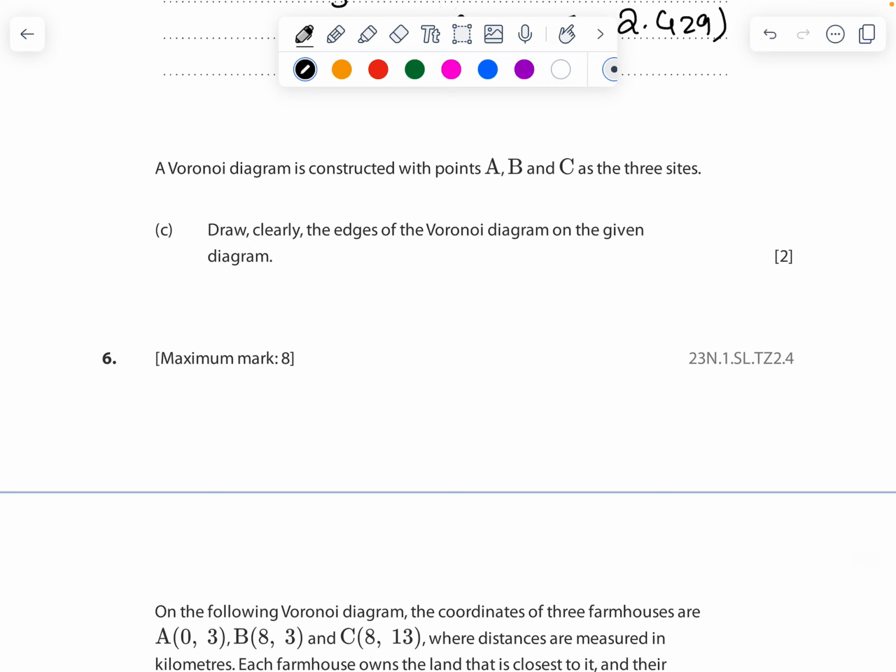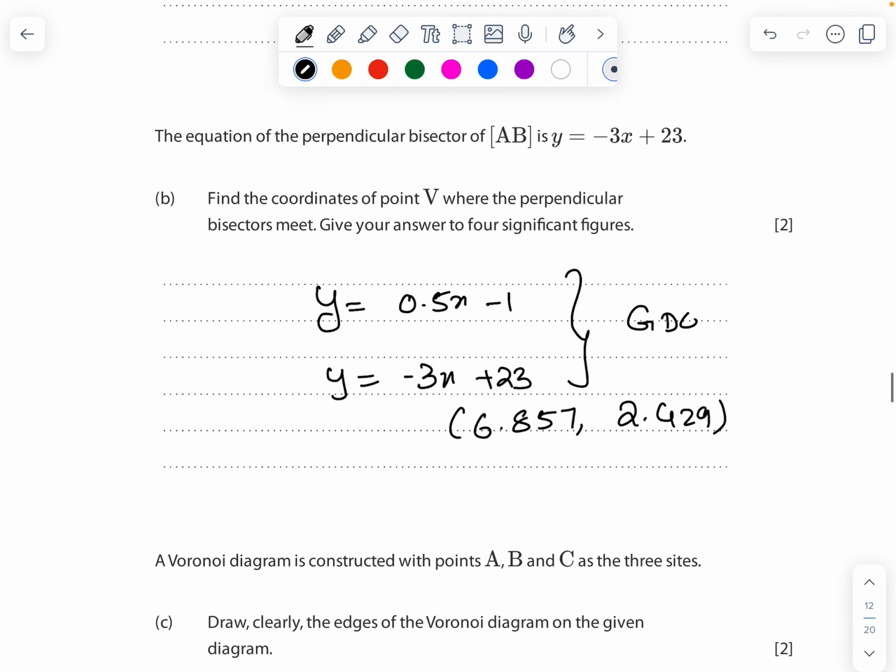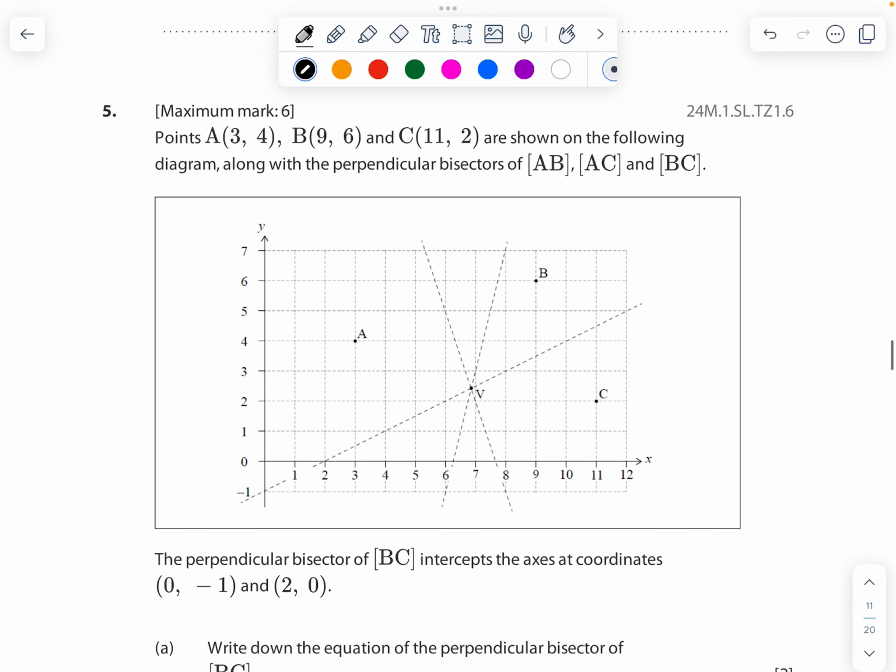A Voronoi diagram is constructed with the points A, B, C at the 3 sides. Draw clearly the edges of the Voronoi diagram on the given diagram. So we have to draw the edges. This is one edge, this is another edge, and this one is going to be the third edge.